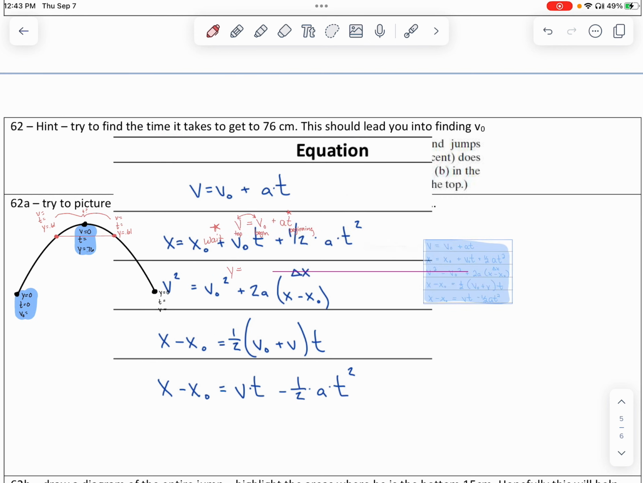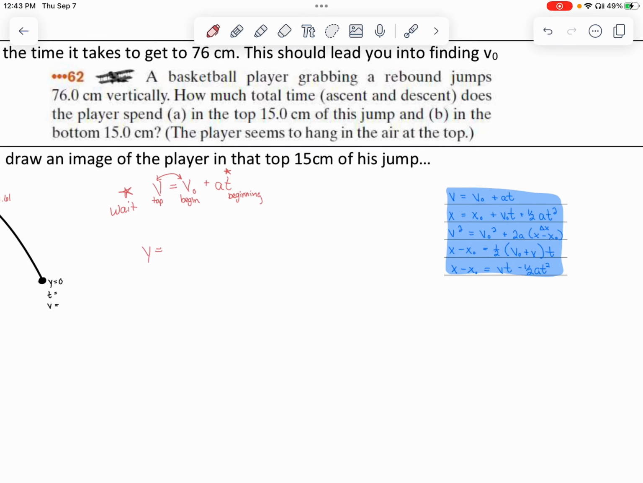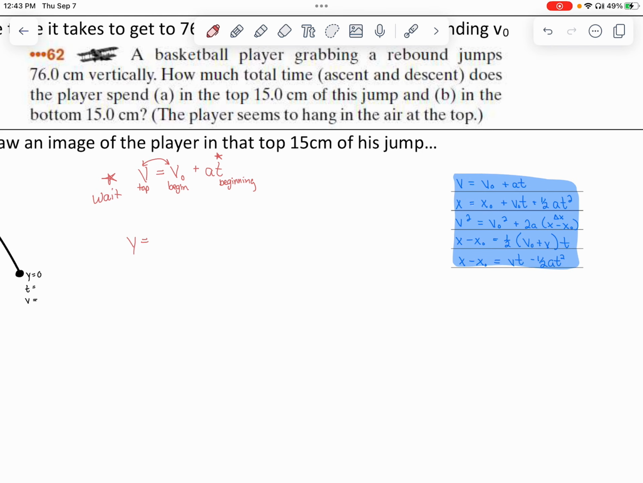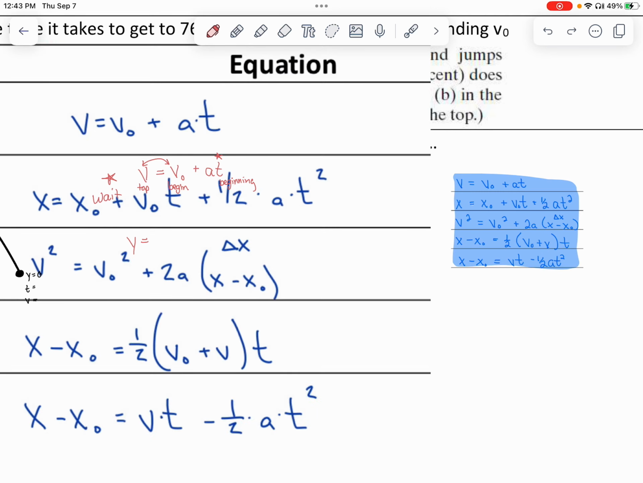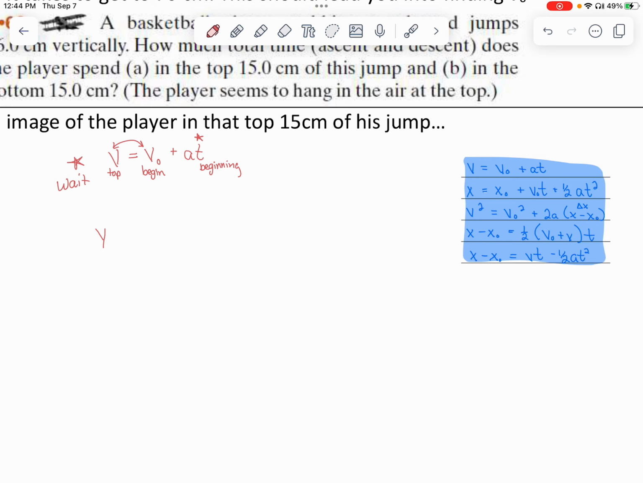Okay. All right, guys, I don't want this one. Sorry. Let's see. What about this one? Aha, look at the bottom one maybe? Let's look at this one. I'm going to look at this bottom one because I think this one might be the ticket. Y minus Y0 equals V times T minus 1/2 A T squared.